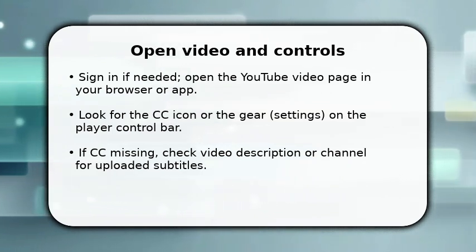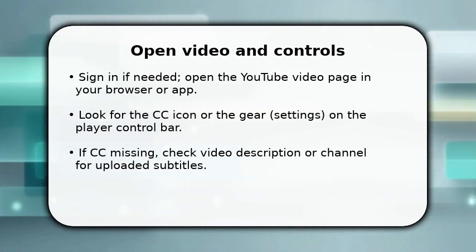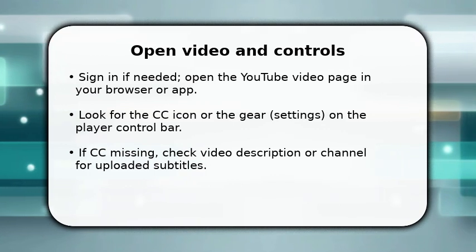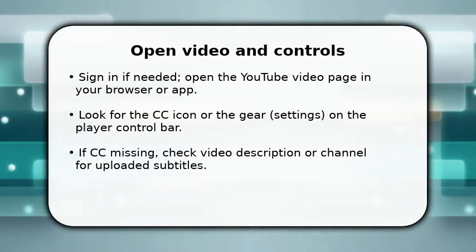Once visible, click CC to enable captions. If you don't see CC, open Settings to check Subtitles/CC options. This first step gets captions active, so you can read and verify whether automatic or uploaded subtitles are available.